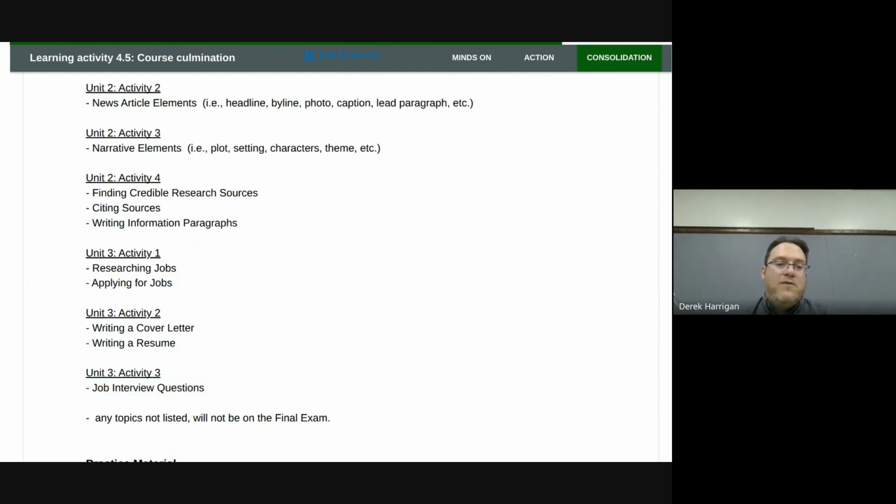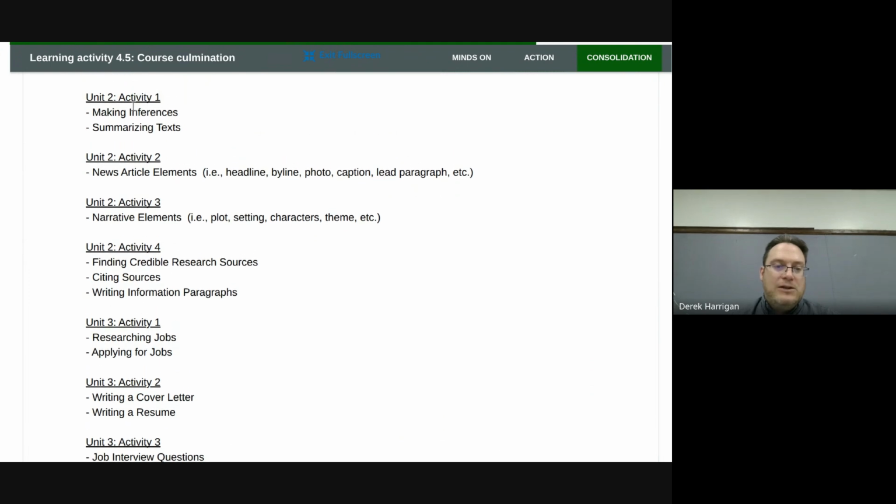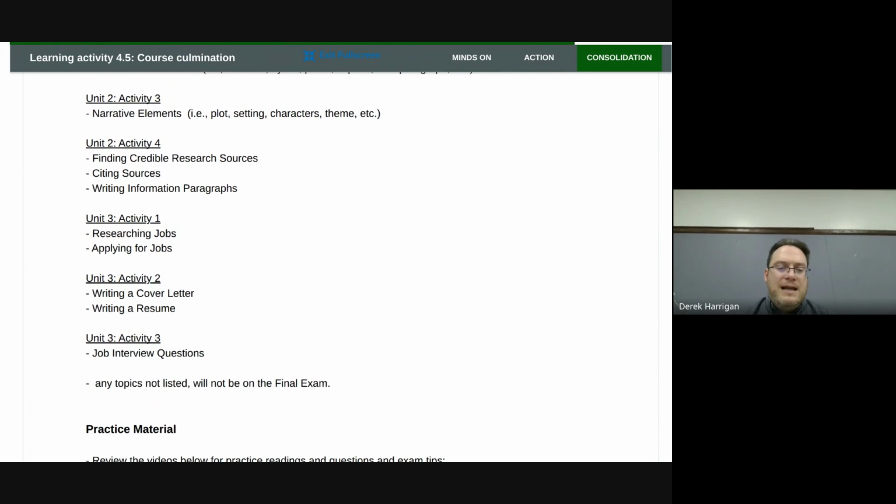So if you go back and look at these activities, and again, any other activity that's not mentioned here, or something that was done in these activities that is not listed as a topic, you do not have to study in terms of course content. Again, any topics not listed will not be on the final exam.